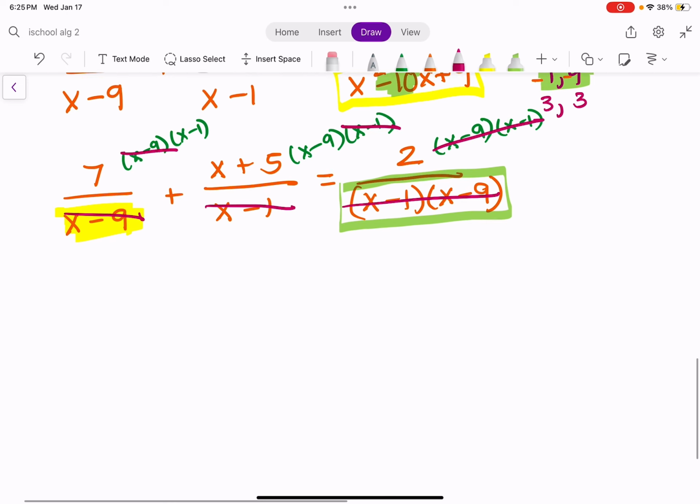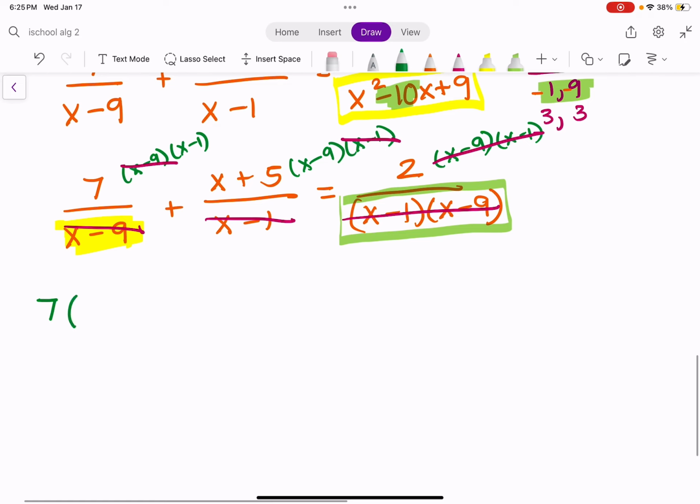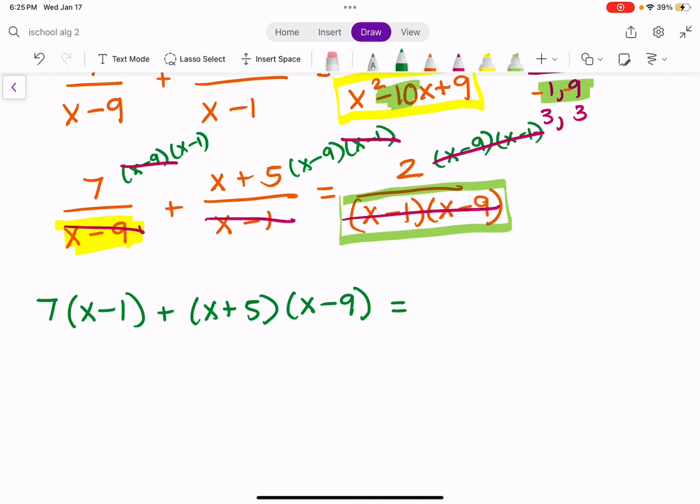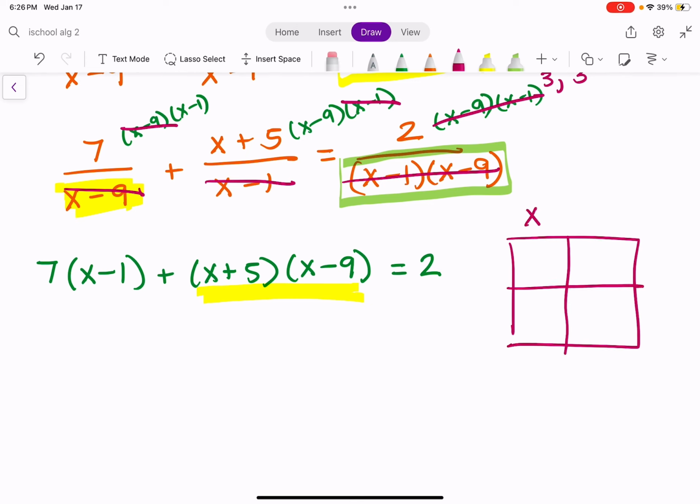Okay? So what I'm left with now is I'm going to write what I have left. So in my first term, I have 7, and then the x minus 1. In the next term, I'm going to write it in parentheses. I have x plus 5 times x minus 9. And then my last term, I have 2. Now to simplify this part right here, I need to box method this. Oops, this is a negative 9. That could have been bad.